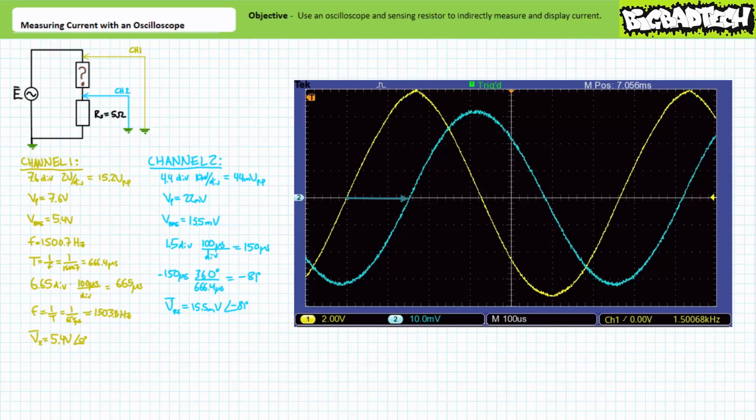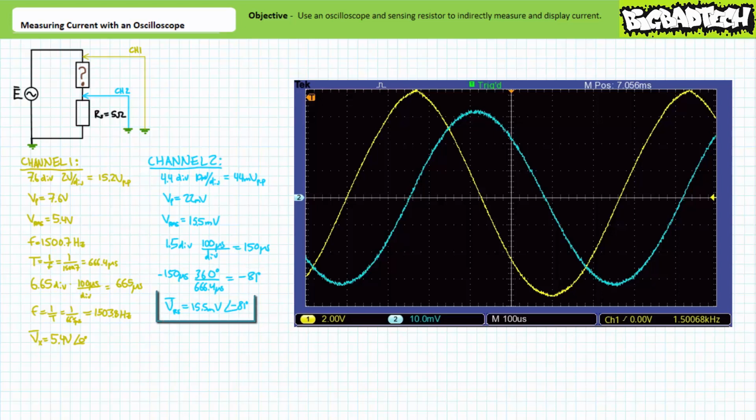It looks like the voltage waveform on channel 2 is lagging the waveform on channel 1 by, let's say, 1.5 divisions. Given the horizontal sensitivity is set to 100 microseconds per division, this corresponds to a backward shift of roughly 150 microseconds. Given this 1500 Hz waveform has a period of approximately 666.4 microseconds, a backward shift of 150 microseconds corresponds to a phase shift of roughly negative 81 degrees. It's not lagging by a perfect 90 degrees.